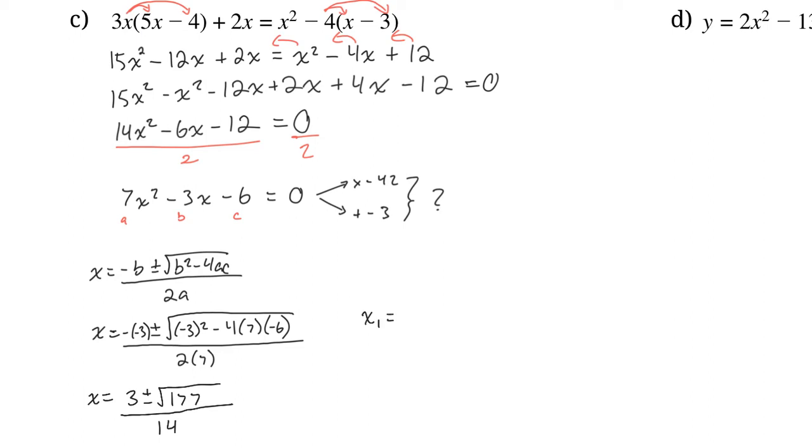I'm just going to keep this in exact form, and not put it in the calculator. Our first answer is 3 plus the square root of 177, all over 14, and our second answer for x is 3 minus the square root of 177, all over 14. So those are our two solutions.